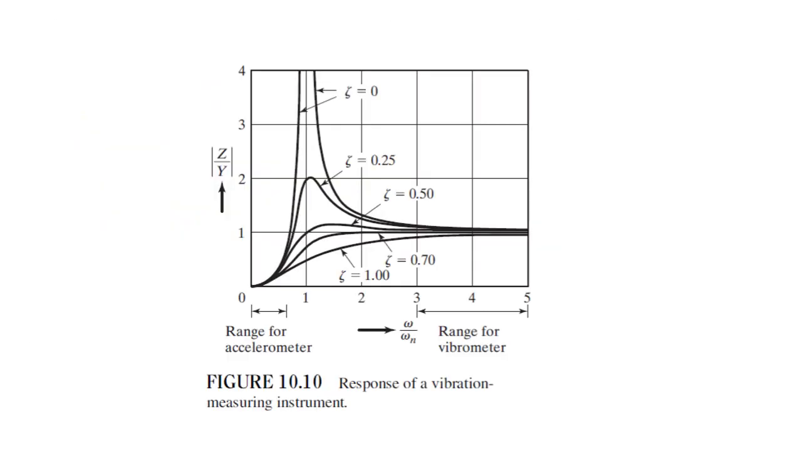So this is again a graph showing the range for the accelerometer and the range for the vibrometer. You can see that for higher values of omega by omega n you can use that for vibrometer, where omega by omega n is very small, you can use that for accelerometer.